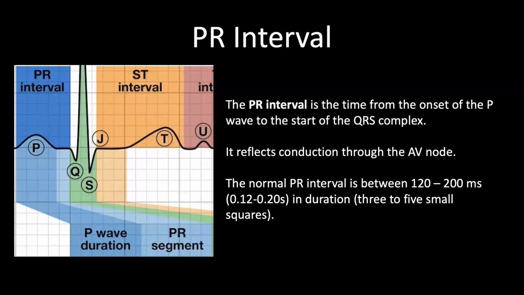So the PR interval is the time from the onset of the P wave to the start of the QRS complex. And it represents that transition of the electrical current through the AV node. Ideally, you want a short PR interval, so that's 0.12 to 0.20 seconds in duration, or 3 to 5 small squares.